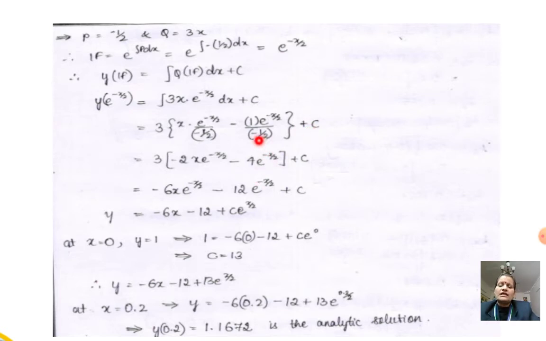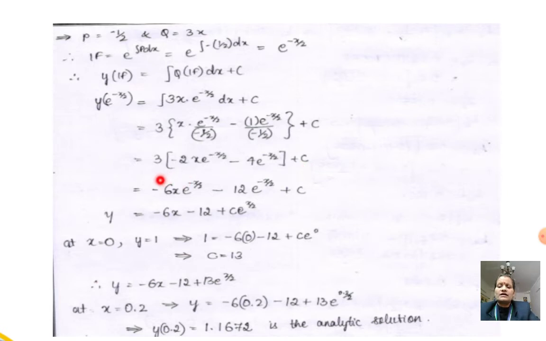So on taking it to the numerator we are getting minus 4, because minus half whole square is plus 1 by 4. That will go to the numerator. We are getting minus as it is with the 4. So we are getting minus 2x into e power minus x by 2 minus 4 into e power minus x by 2 plus the constant of integration.